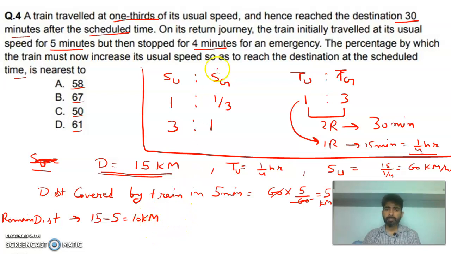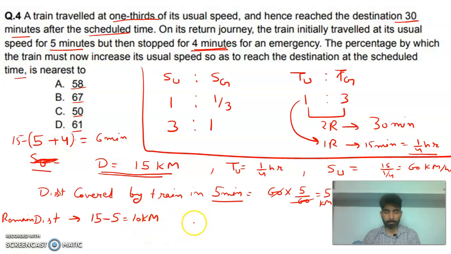Now it stopped for 4 minutes and he wants to reach the destination at the usual time. Your 5 minutes went at the usual speed and 4 minutes for the stoppage. When I subtract that from the 15, the time left for me to reach the destination is only 6 minutes. So now I need to cover 10 kilometer in 6 minutes.